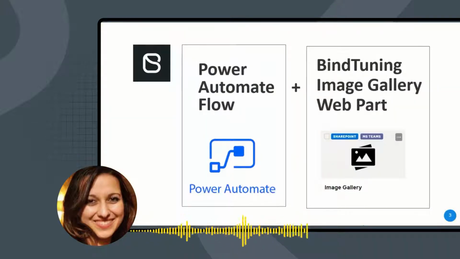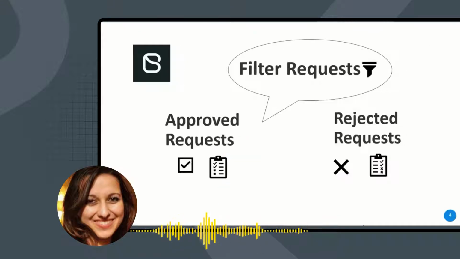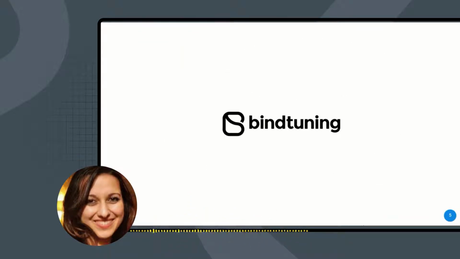In this video, we will create a Power Automate flow and link it to a BindTuning Image Gallery web part, so that whenever a team member uploads an image of a team bill, the team manager will receive an email to approve or reject this expense request. Then we will add a filtering option to the image gallery, so it's possible for the team manager to filter the requests by their status, approved or rejected. So let's begin.